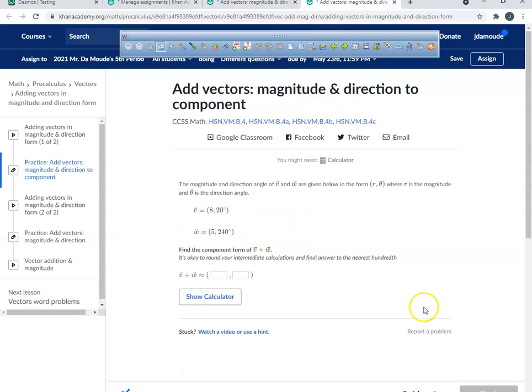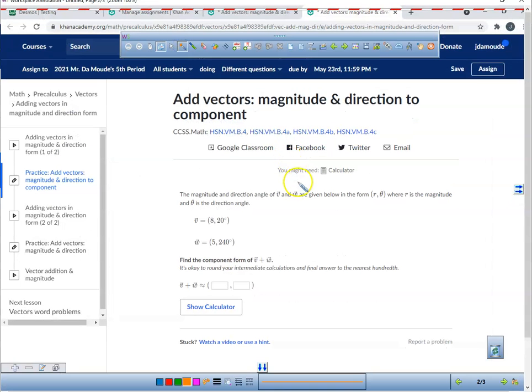We're doing this. Okay, so add vectors. It says the magnitude and direction are given in the form of... Ooh, this is interesting. Check this out, guys. We've got r is the magnitude and theta is the degree. So what is vector v? What's the magnitude? 8. What's theta? 20. What's the magnitude? 5. What's theta? 40. So don't be confused.